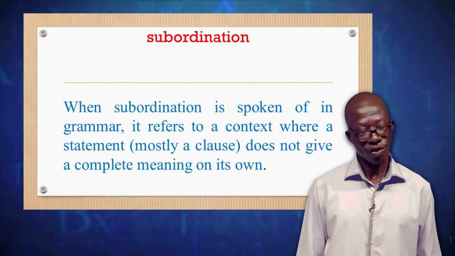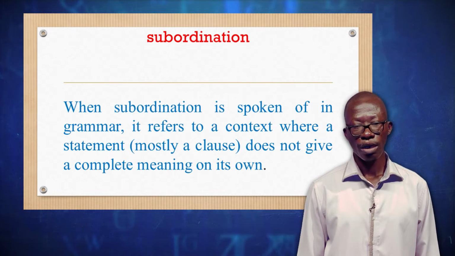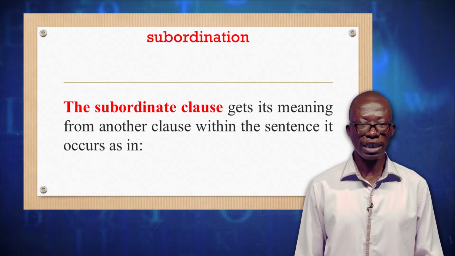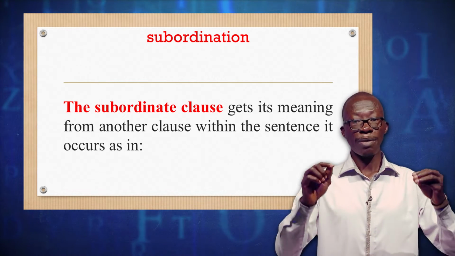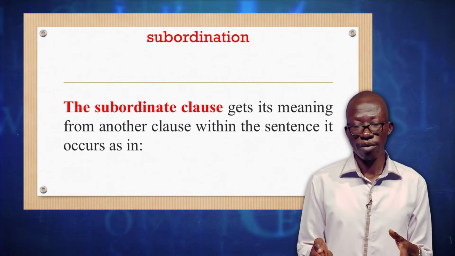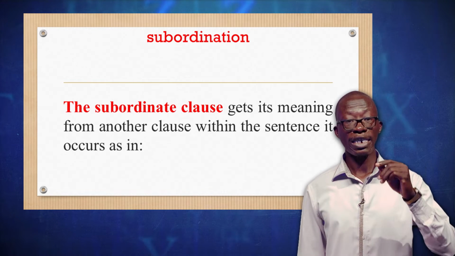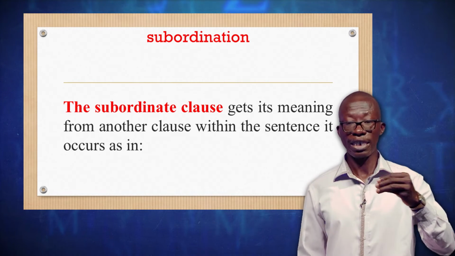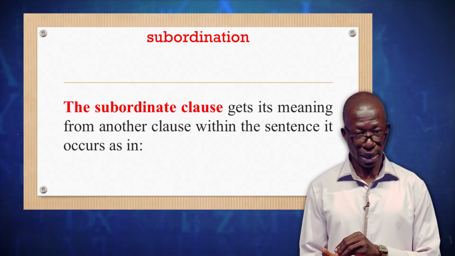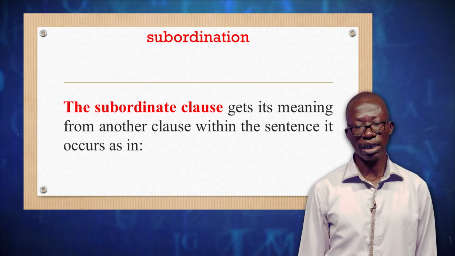To stand on its own, it has to rely on one particular clause. So the subordinate clause gets its meaning from another clause within the sentence in which it occurs. This is what we've seen. Now, what we are saying is that the subordinate clause has its meaning coming clear by depending on another clause, as in the sentences we shall see.